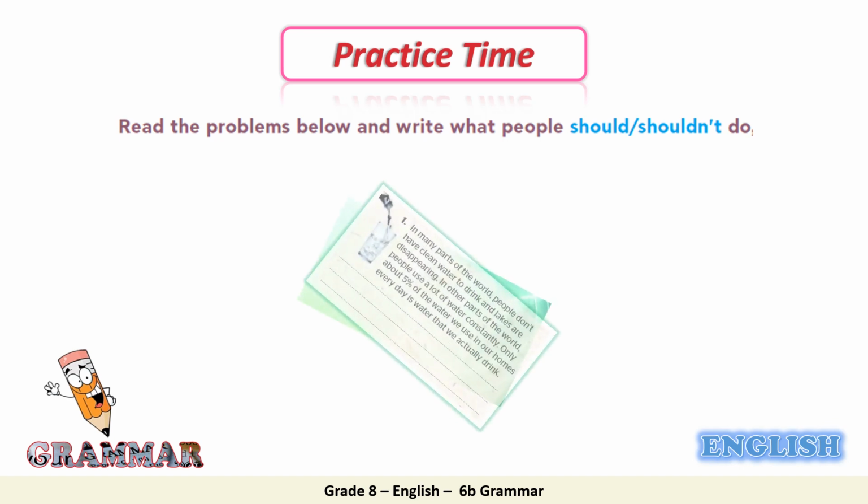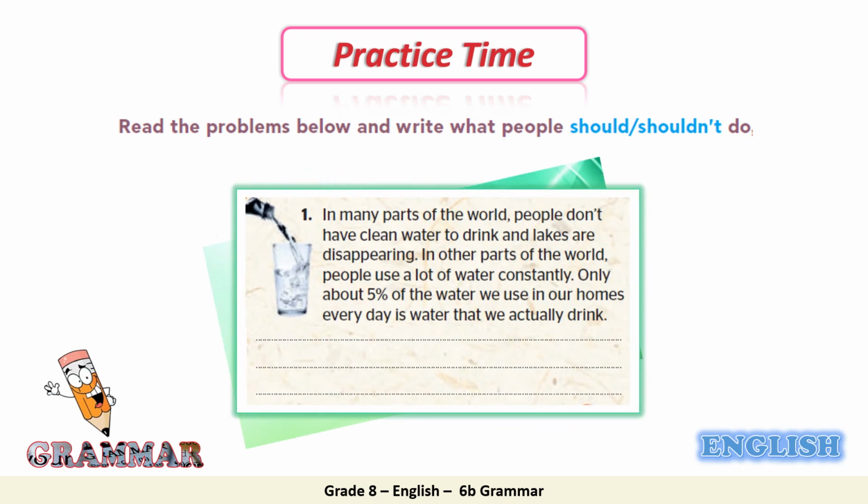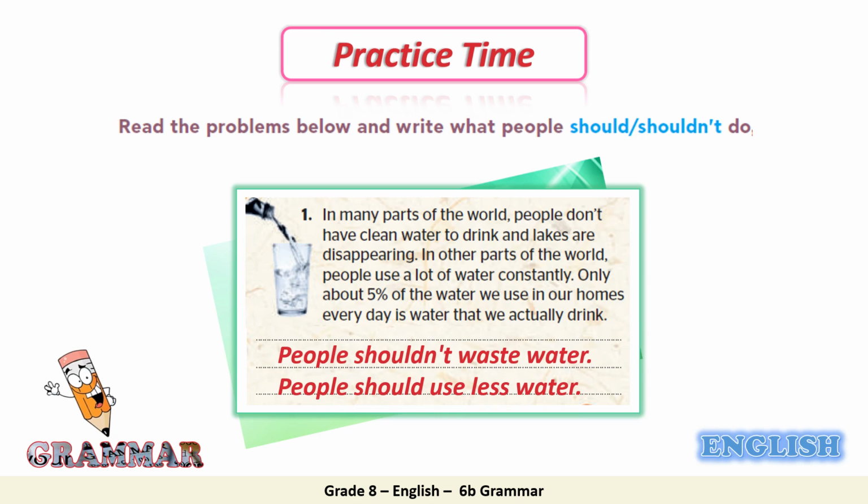Now read the problems below and write what people should or shouldn't do. Take your time. Ready? Let's share some answers. The first problem. What do you think? What should people do? Excellent. People shouldn't waste water. Or, people should use less water. That's right.